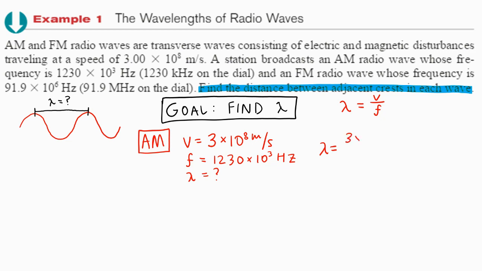Lambda equals 3 times 10 to the 8th meters per second divided by 1230 times 10 to the 3rd hertz. And we get an answer of 244 meters. So AM radio waves have a pretty long wavelength. That is the distance from one crest to another. Next, we have FM radio waves.